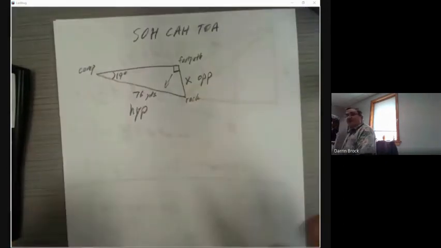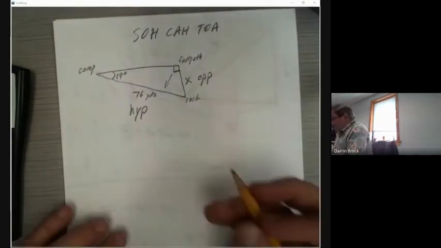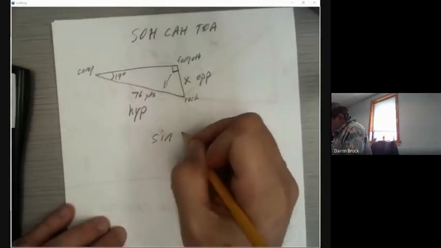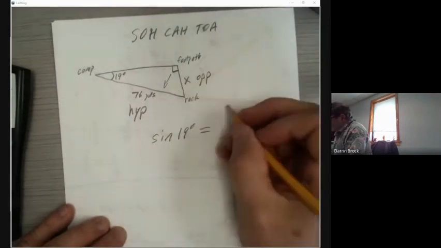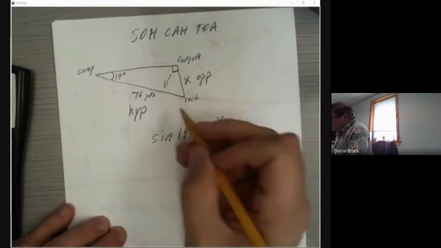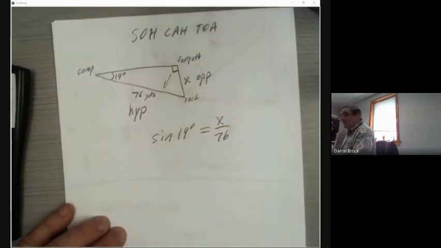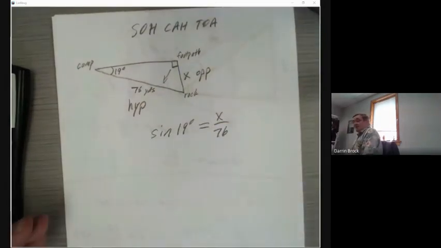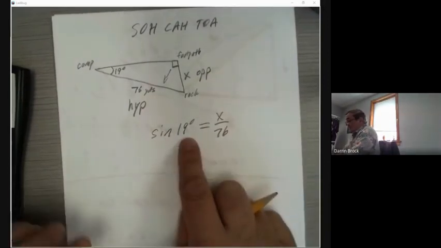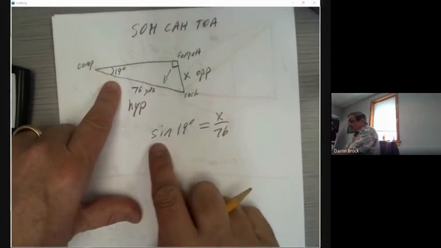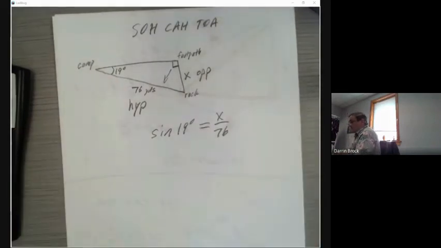So if we set up our equation, like our normal sine equation, the sine of 19 degrees equals the opposite, which is x, over the hypotenuse, which is 76. That's the equation. That's sine. Sine is opposite over hypotenuse. Since we know the angle, sine of 19 degrees equals the opposite over hypotenuse.